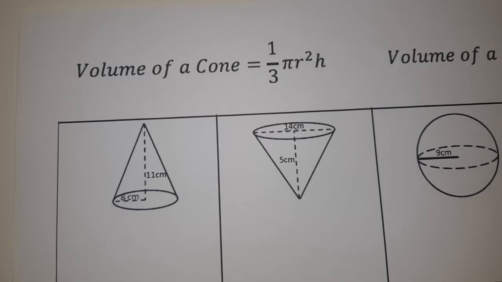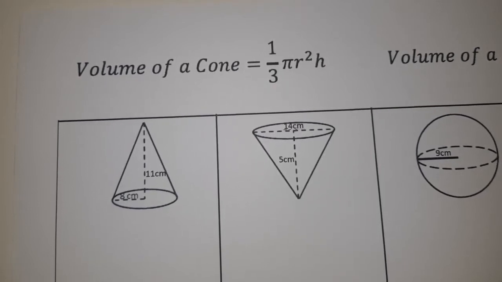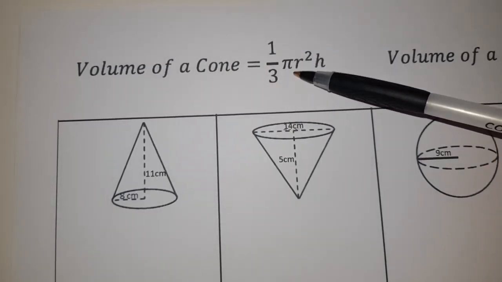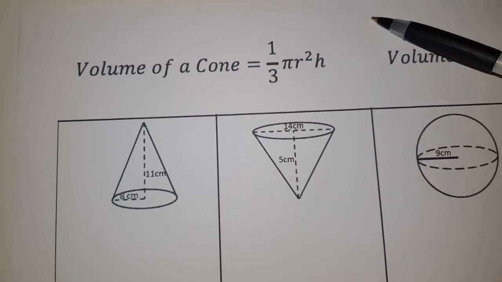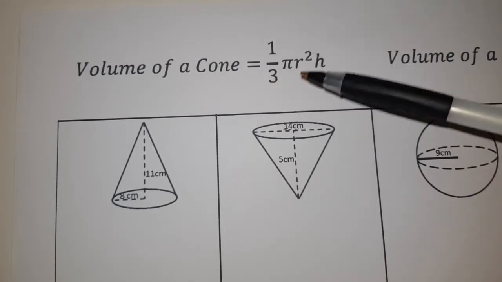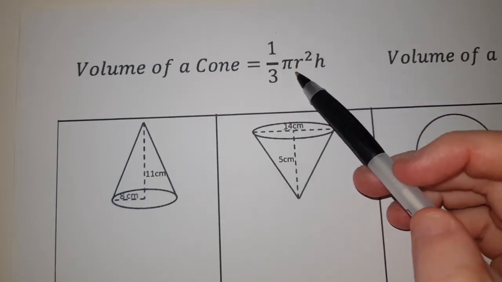Guys, we're going to learn 2 new formulas today. Luckily enough, both of these formulas are ones that are given in the exam at GCSE. The only problem is with a cone, it's actually given as the area of the base times the height. So a third times the area of a circle times the height. But we all know that the area of a circle is just pi r squared.